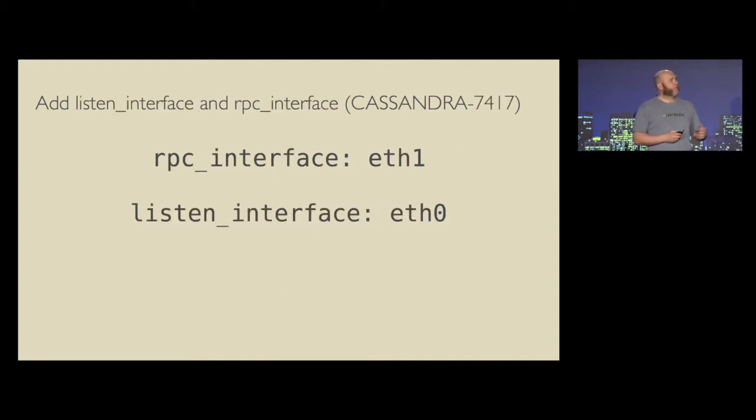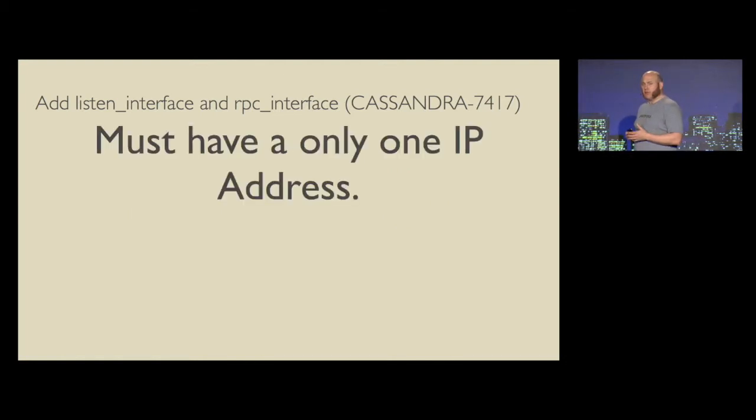There's also a couple of new settings here as to how you specify RPC and listen that you want to connect to. Instead of using IP addresses, you can use the names of the interfaces. So this is going to simplify configuration. You know, a couple of less things that have to be different on every node is always good. Simple rule though, those interfaces can only have one IP address assigned to them.